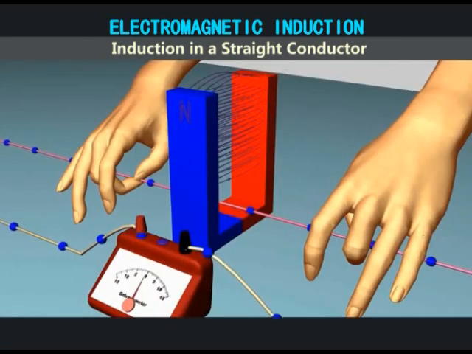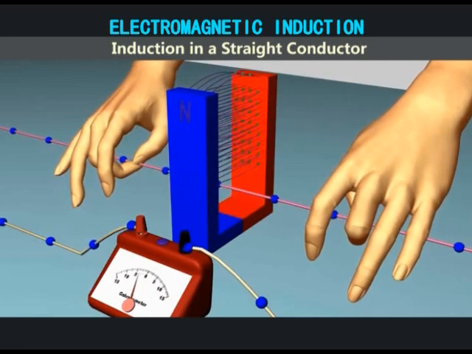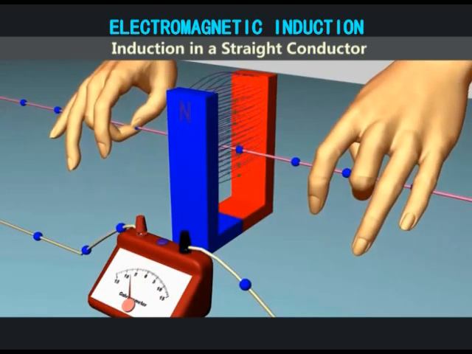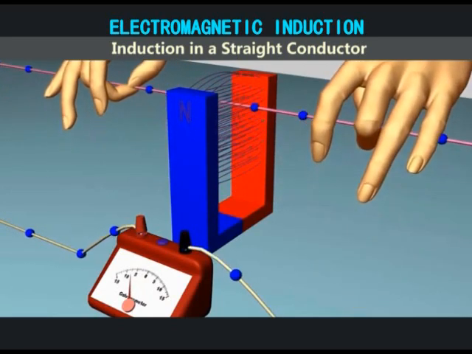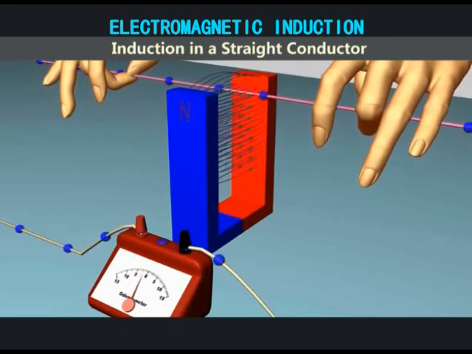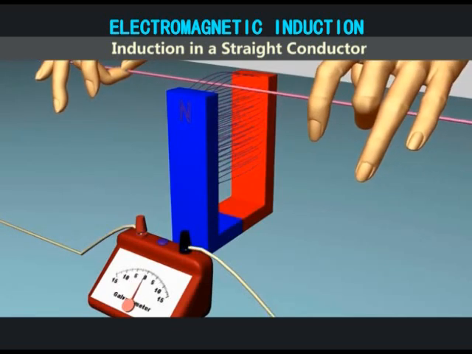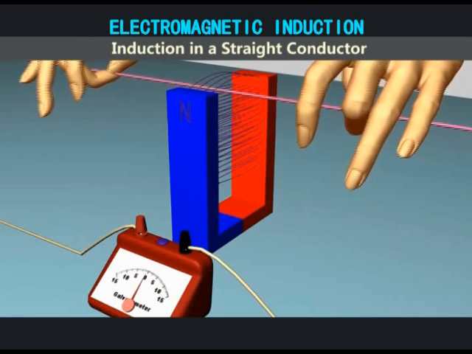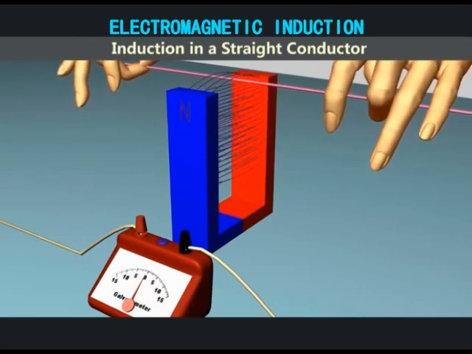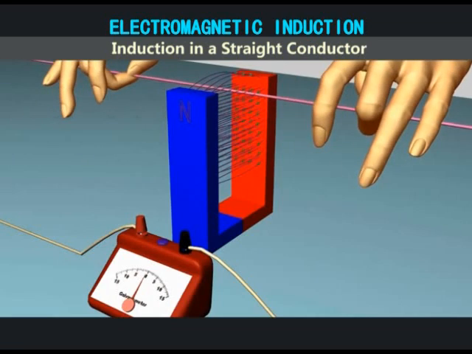When moved upwards, the galvanometer is deflected momentarily in the opposite direction, indicating that current is flowing now in the opposite direction. If moved parallel to the magnetic field, the galvanometer shows no deflection, indicating that no current is induced. When held stationary in the magnetic field, the galvanometer again indicates that no current is produced.